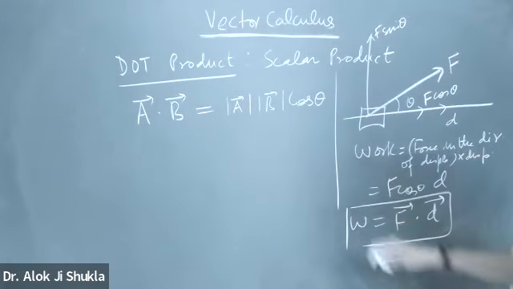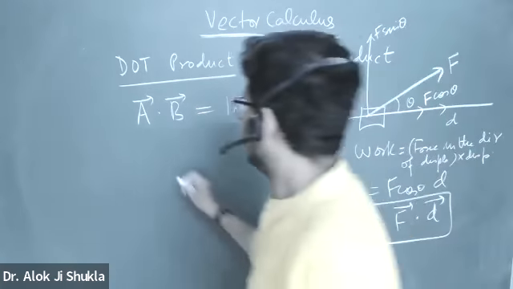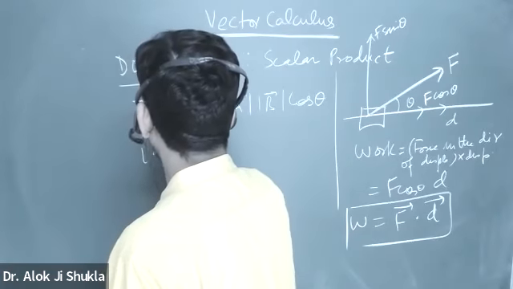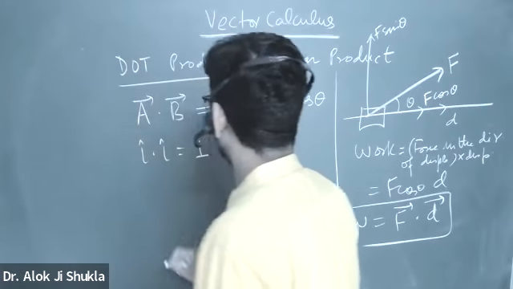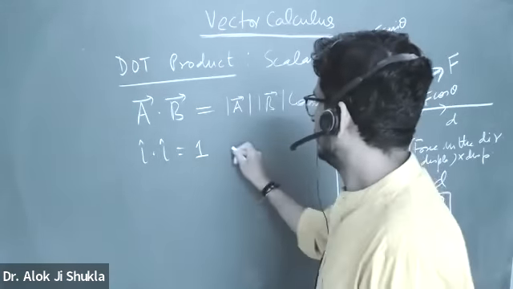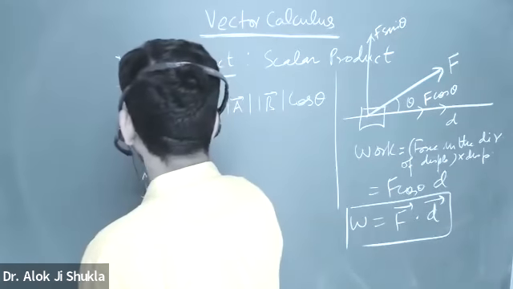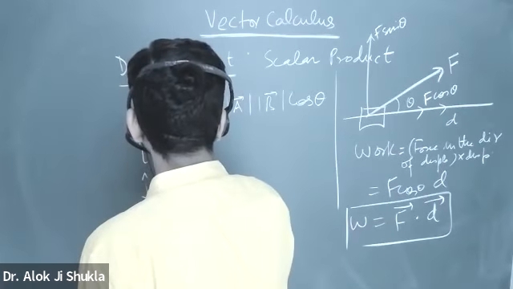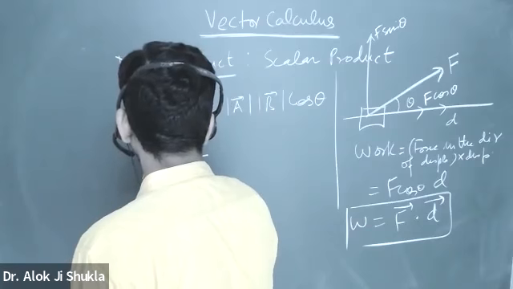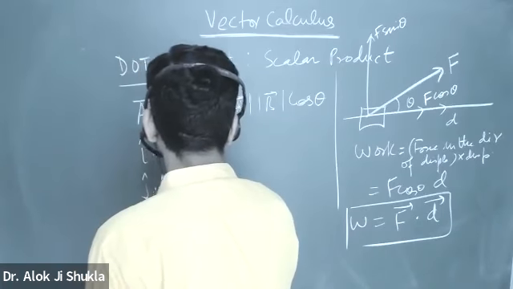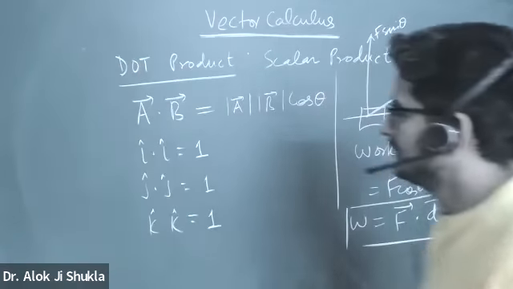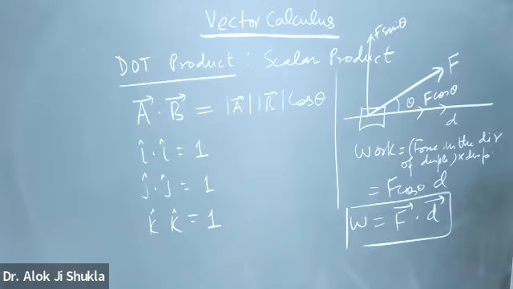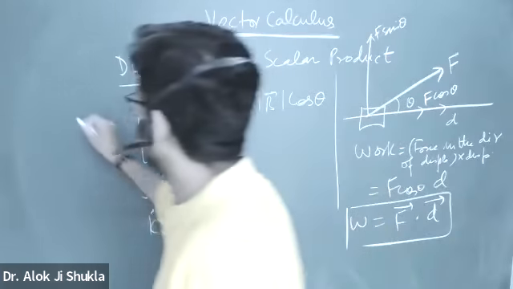And this is defined like this. So if I say I dot I will get 1, and J dot J 1, K dot K 1. These are unit vectors. Unit vector means only magnitude is 1 and direction is along x-axis, along y-axis, and along z-axis. So these are called unit vectors.